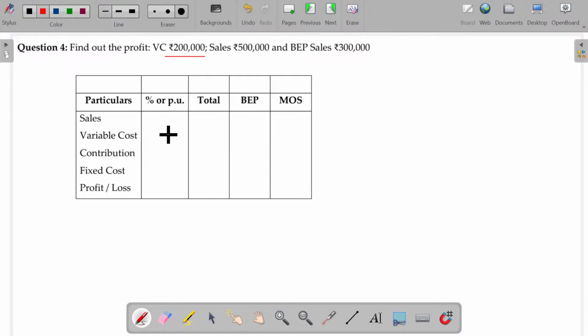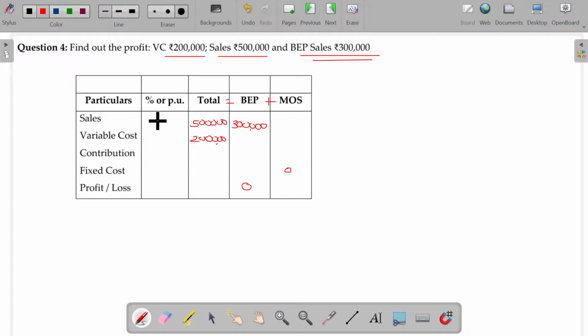Variable cost in question number 4 is 2 lakhs. Sales is 5 lakhs. I have been given the BEP sales being 3 lakhs. So what are the things that are constant here? At BEP we don't have the profit. At MOS we don't have the fixed cost. As you know, you have to add these two to get the total. Try to fill the rest of the cells here.